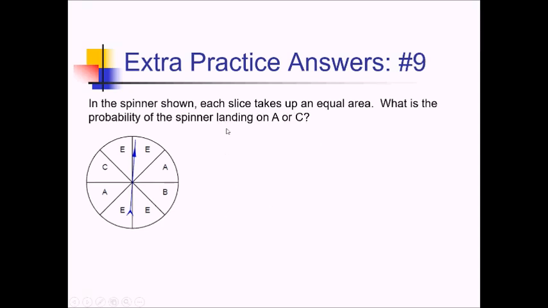For this one, we want the probability of our spinner landing on A or C. So we have 8 possibilities total, and how many are A's or C's? Well, there's 2 A's and there's a C, so that's 3 out of 8 total.